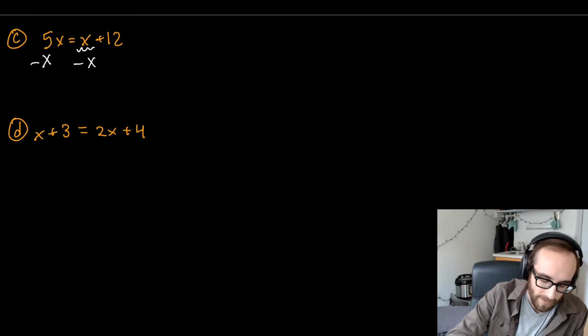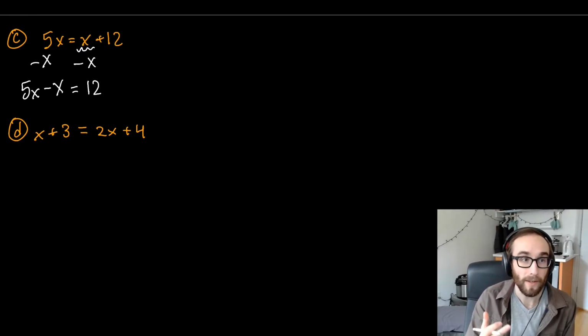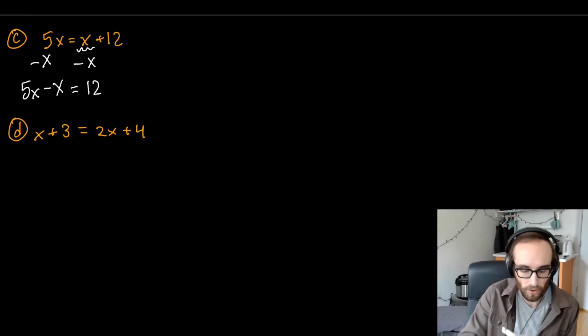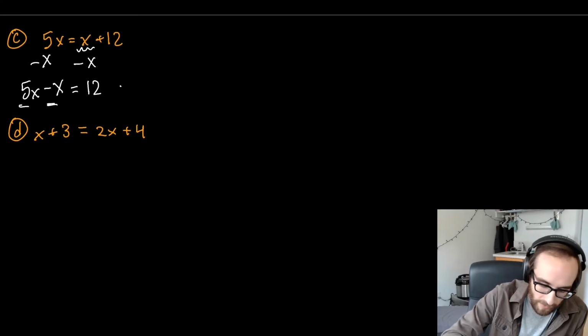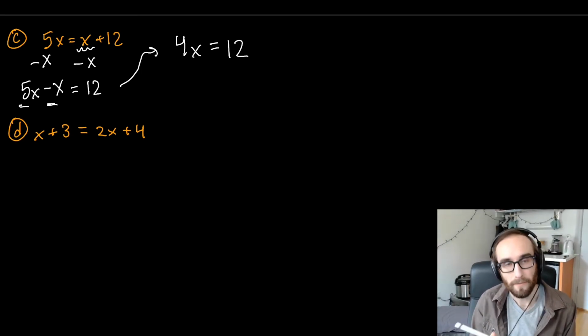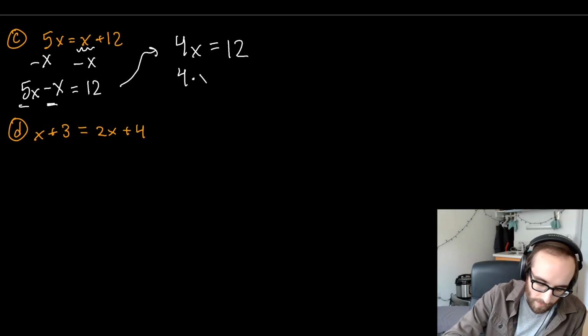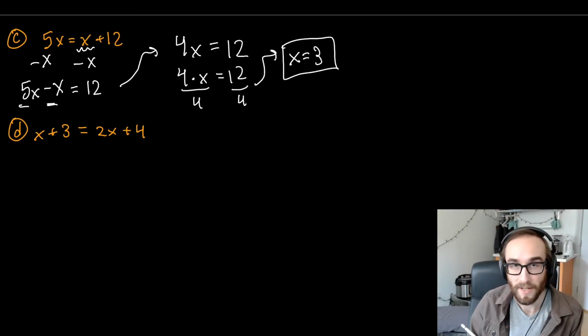So x minus x is 0. And on the left side, we have 5x minus x. So here we can combine like terms. 5 is our coefficient on the left here. And here we're subtracting 1x. So 5 minus 1, we end up with 4 x's on the left side, and then 12 on the right side. Finally, we're multiplying by 4. So to undo our multiplication, we'll divide both sides by 4. x equals 3 for letter C.